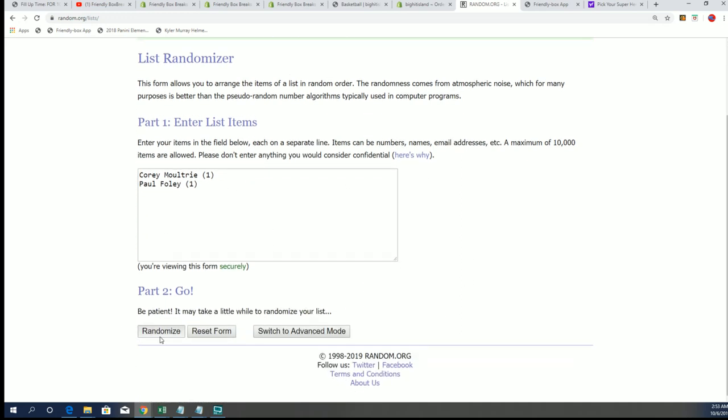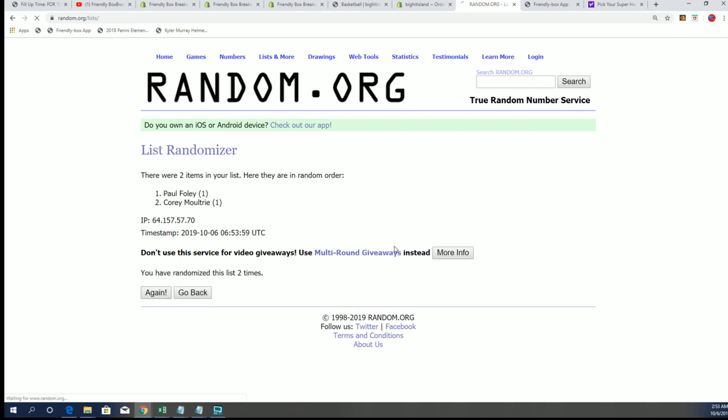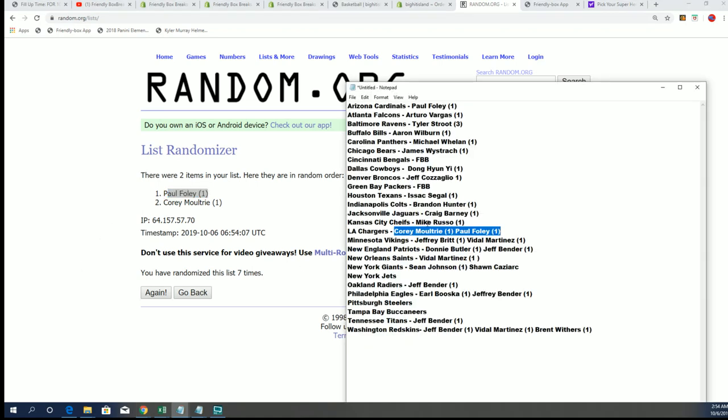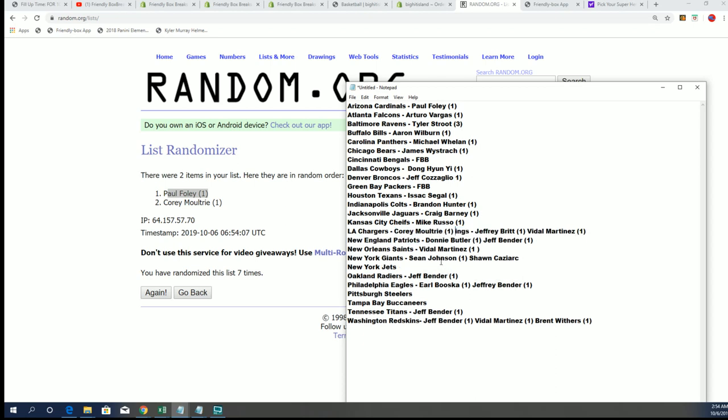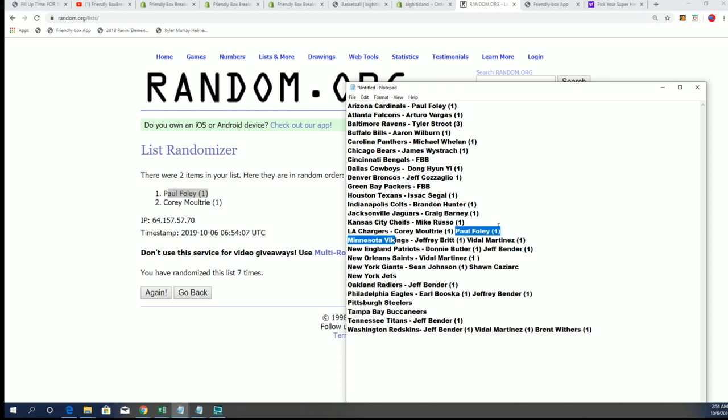Seven times. Lucky number seven. Congratulations, Foley, with the Chargers. Minnesota is coming up here. Good luck. VM and Jeffrey B.